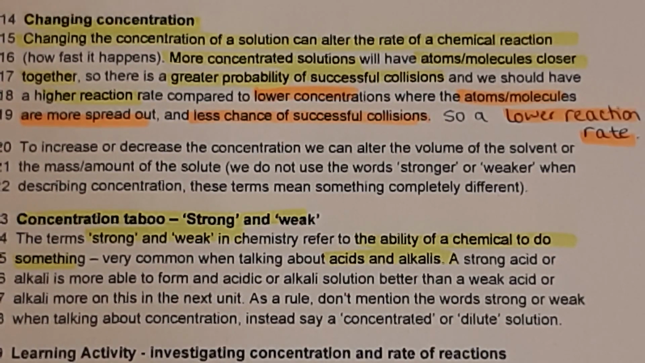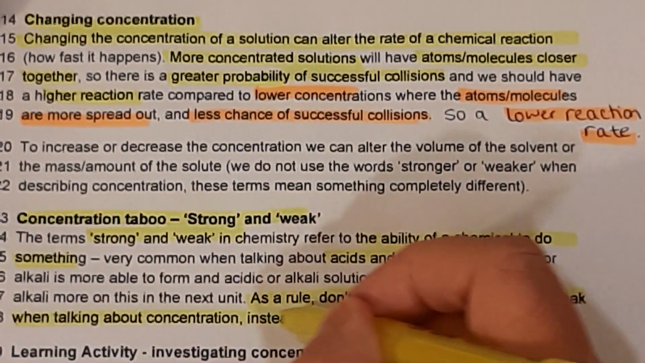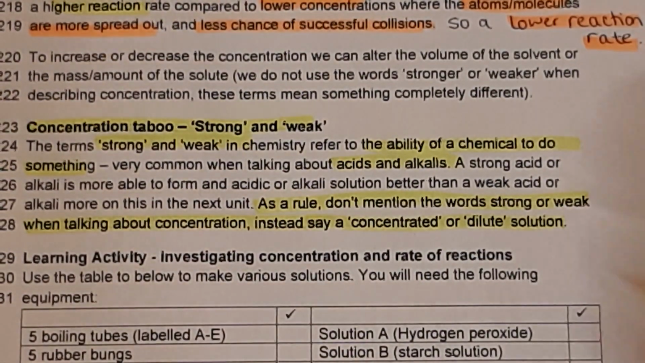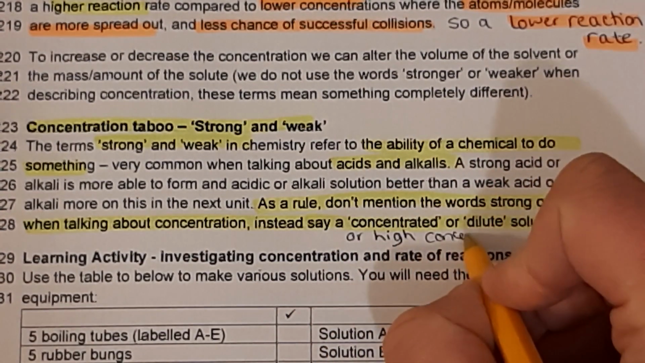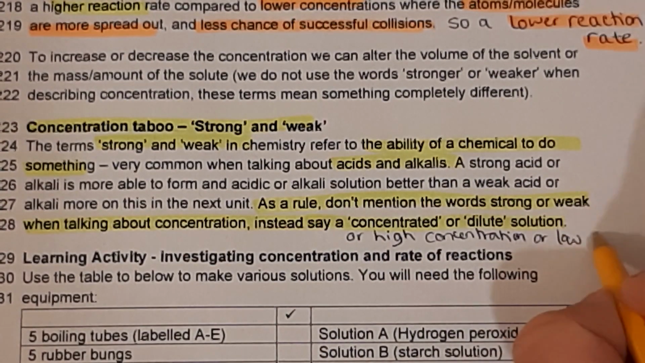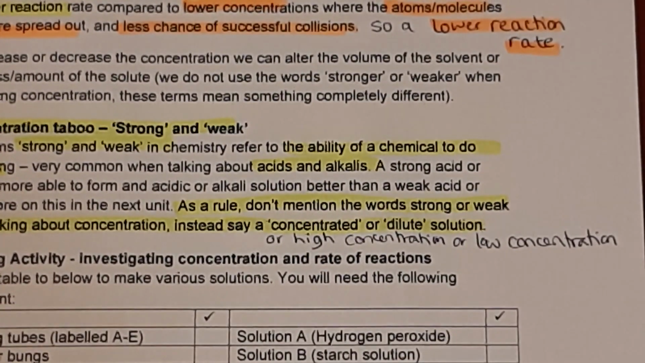acid. We'll talk about this in a later unit, but as a general rule, don't mention the word strong or weak when talking about concentration. Instead, talk about concentrated or dilute, or high concentration and low concentration. But we're going to add that part in. So it's concentrated or high concentration, or dilute or low concentration. Those are the alternatives: high concentration and low concentration, instead of concentrated and dilute.